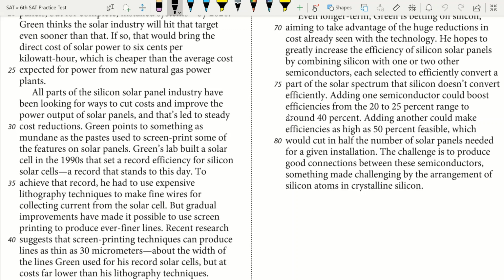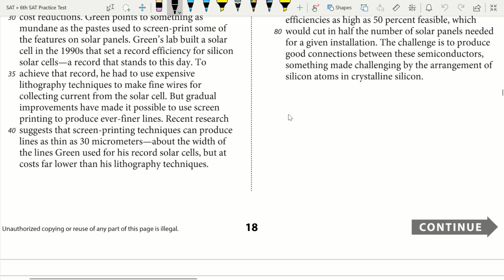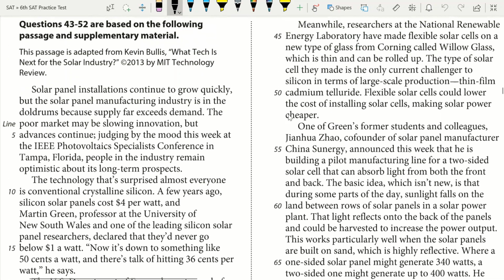To achieve that record, he had to use expensive lithography techniques to make fine wires for collecting current from the solar cell. But gradual improvements have made it possible to use screen printing to produce ever finer lines. Recent research suggests that screen printing techniques can produce lines as thin as 30 micrometers, about the width of the lines Green used for his record solar cells, but at a cost far lower than his lithography techniques.